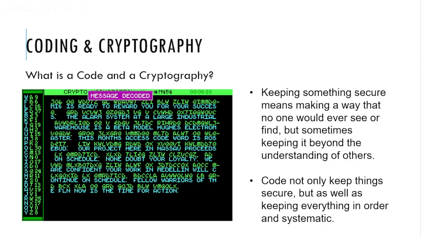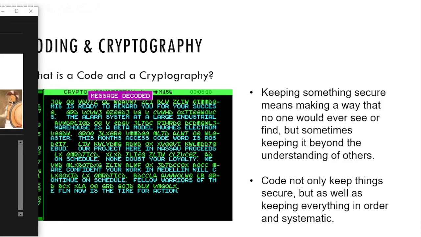Okay. So, as I said earlier, codes were around since ancient times. A code is a symbolic way to represent information in a qualitative inquiry. A code is most often a word or a short phrase symbolically assigned a summative, salient essence of language based on visual data. Now, code is helping us to keep something secure, in a way that no one would ever see or find it, sometimes keeping it beyond the understanding of others. Code not only keeps things secure, but also keeps everything in an orderly and systematic way. Anyway, let me give you a video on this.